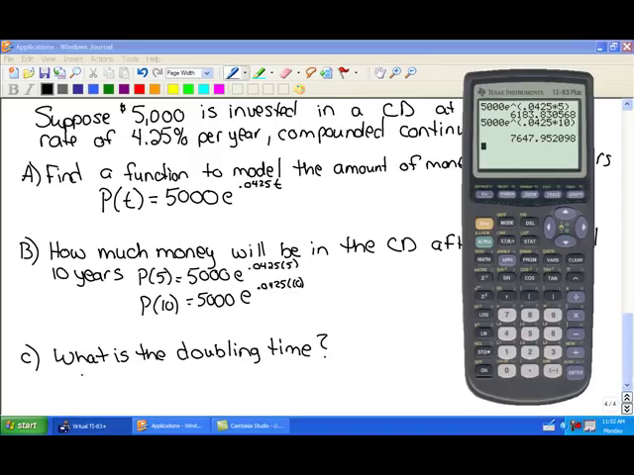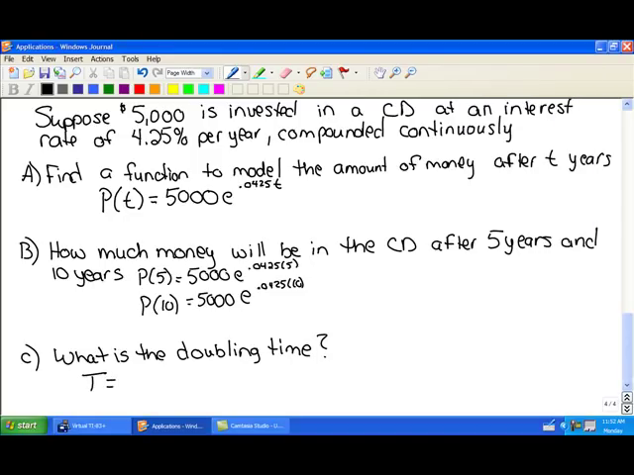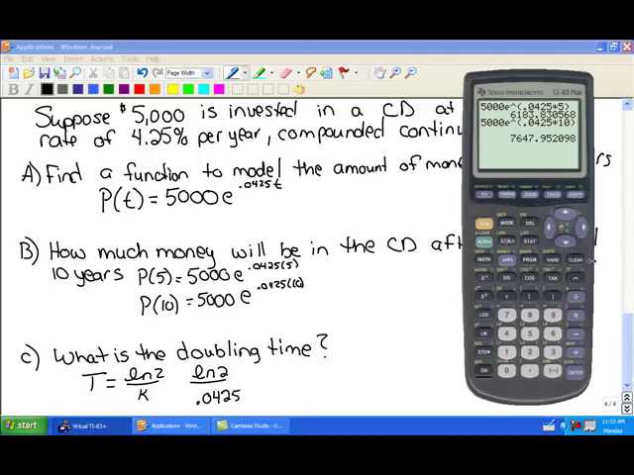The doubling time, remember, doubling time always equals the natural log of 2 divided by our growth rate. So in this case, we're going to have the natural log of 2 divided by 0.0425. On our calculator, punch the natural log of 2, remembering to close the parentheses, divided by that rate of 0.0425, and we'll get, after about 16 1/3 years, the doubling time for this investment to go to $10,000.